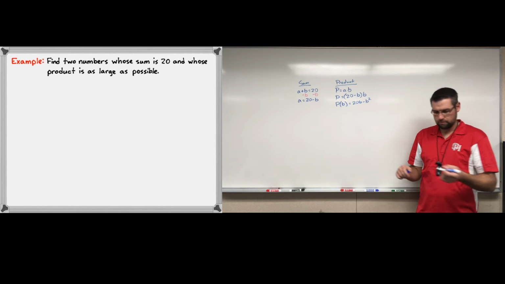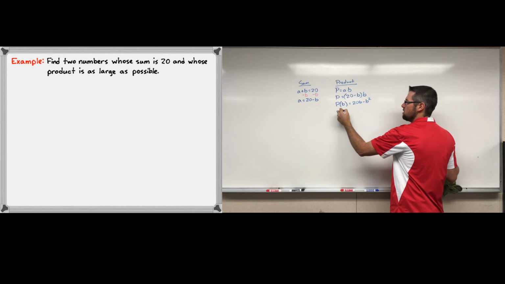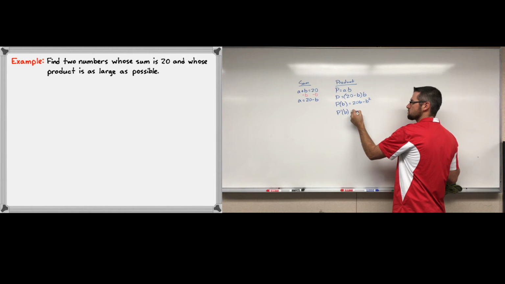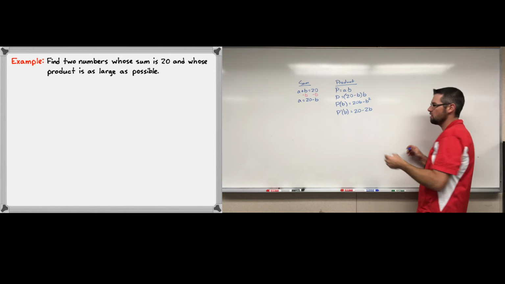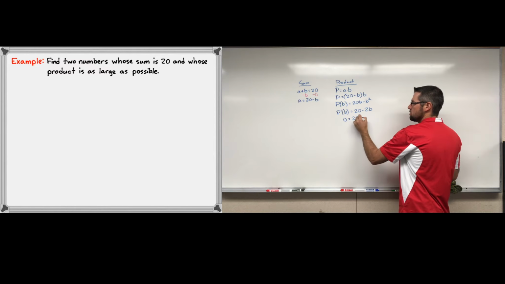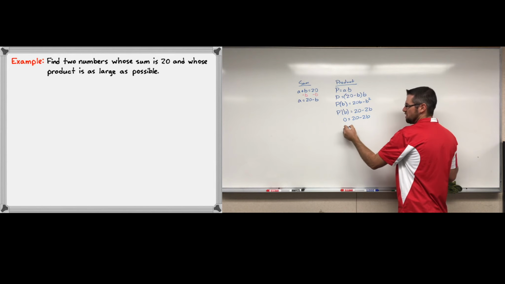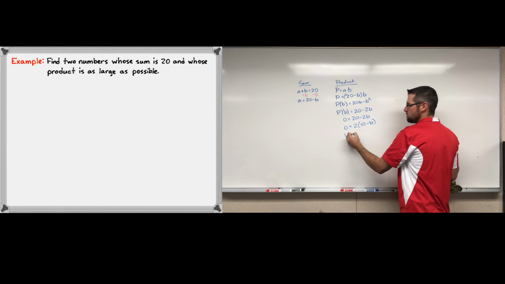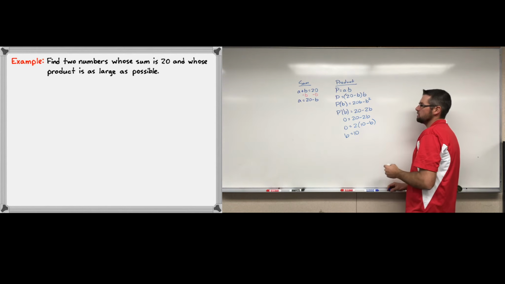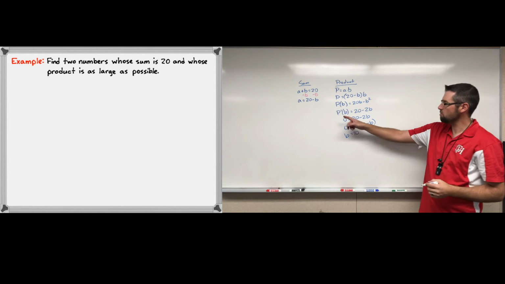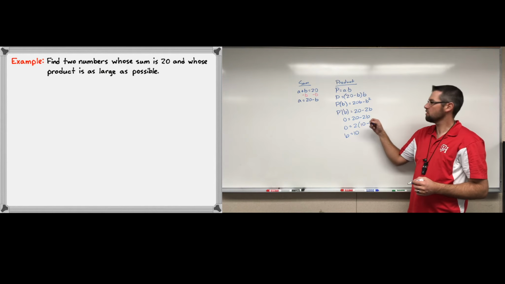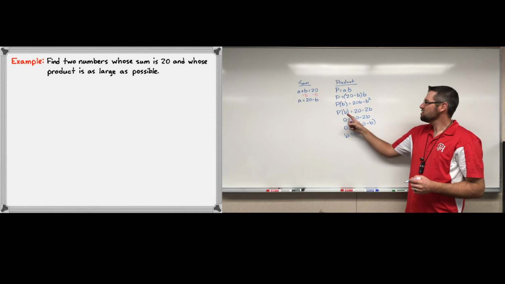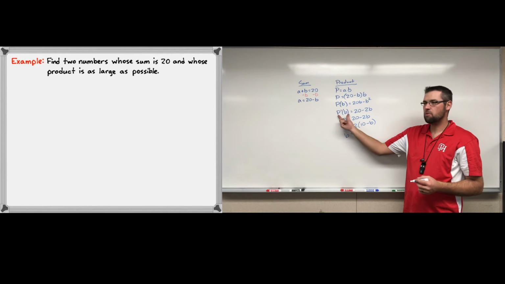So what do I have to do now? P prime of B is equal to 20 minus 2B. And if you put it in terms of A, it'd be the same thing. Okay, factor out a 2, so you get 10 minus B. So B equals 10. Is there any other critical points? No, there's no other critical points because P prime exists everywhere.